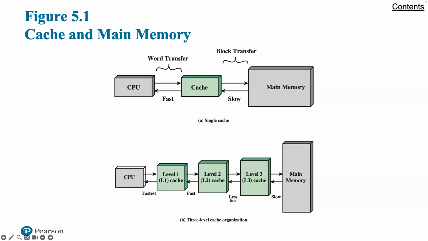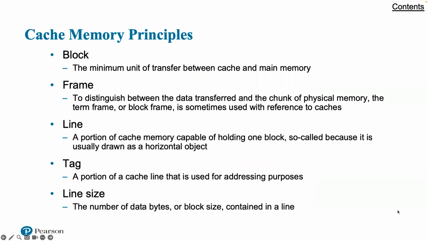And then in Figure 5.1b, we have multiple caches. The L2 cache is slower than and typically larger than the L1 cache, and the L3 cache is slower than and typically larger than the L2 cache. So we're seeing an organization of three different caches, and we'll get some insight into why you would actually do that.